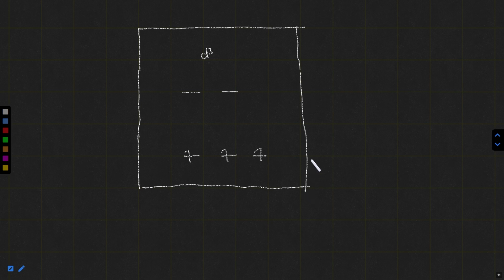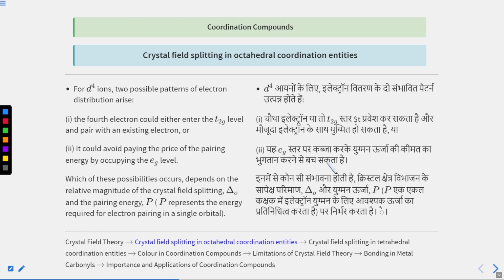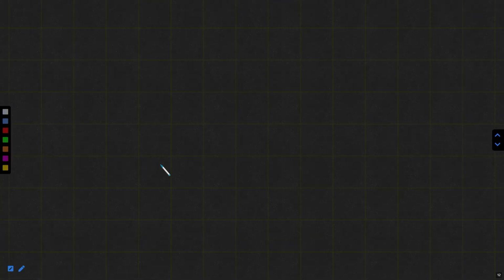So this is D3. Now when we move to D4, the problem arises of spin, low spin and high spin. So for D4 ions, two possible patterns are there. The fourth electron can either enter the T2G first case, or it could be in EG, or it could pair up in EG. Now, according to Hund's rule of maximum multiplicity, it should have been paired up. But there is another factor of energy.